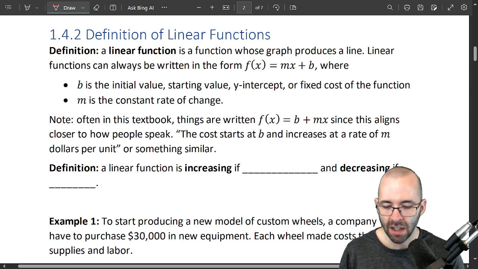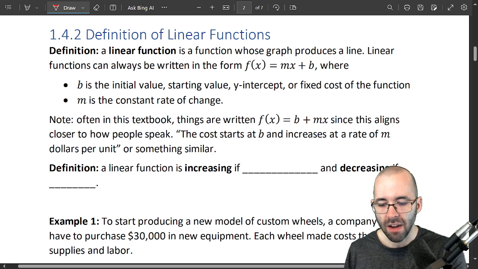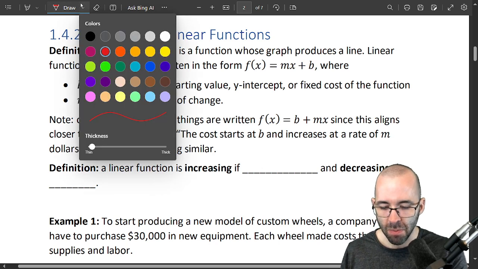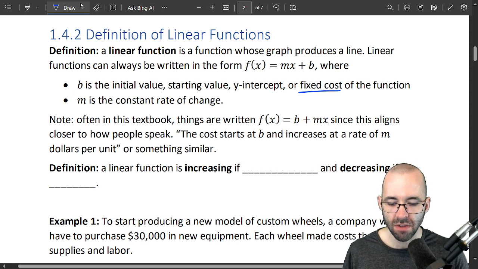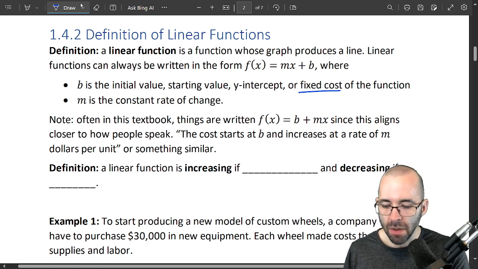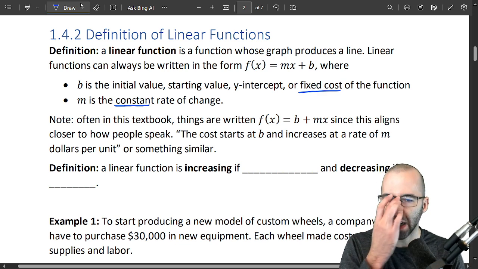That's a line. And b is going to be the initial value. You may have heard it called the y-intercept or the starting value. With a lot of applications, that b value will represent the fixed cost of that function. And m is going to be the constant rate of change. Any line will have a constant rate of change.